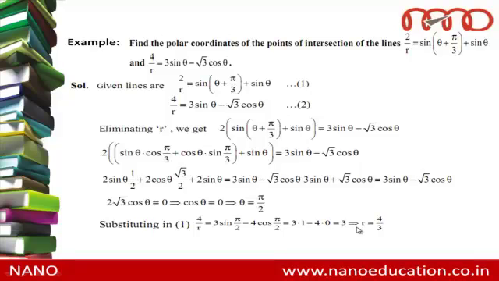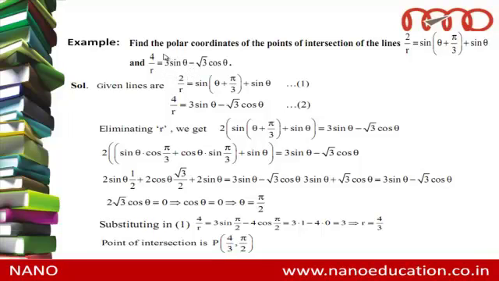We get r equal to 4 by 3. So we can write the point of intersection to be P (4 by 3, pi by 2). Is the process clear? From the given two equations we are solving for theta and r such that they satisfy both the equations.